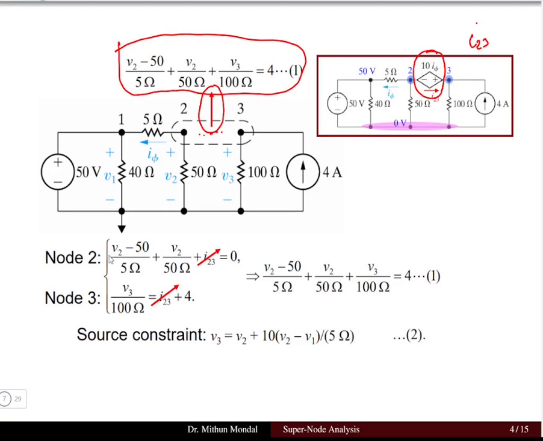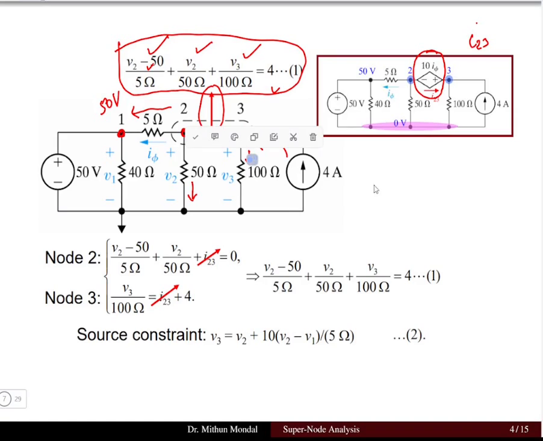direction of the current. So considering that the current flowing from node 2 and node 3 is outward, that is V2 minus 50 by 5 ohms, we will be having then V2 by 50 ohms and V3 by 100 ohm is equal to 4, because 4 ampere current is entering the node 3. So one current is moving from V2 to V1, and V1 voltage is directly equal to 50. V2 by 50 is the current which is flowing in this direction and V3 by 100 is the current which is flowing in this direction.